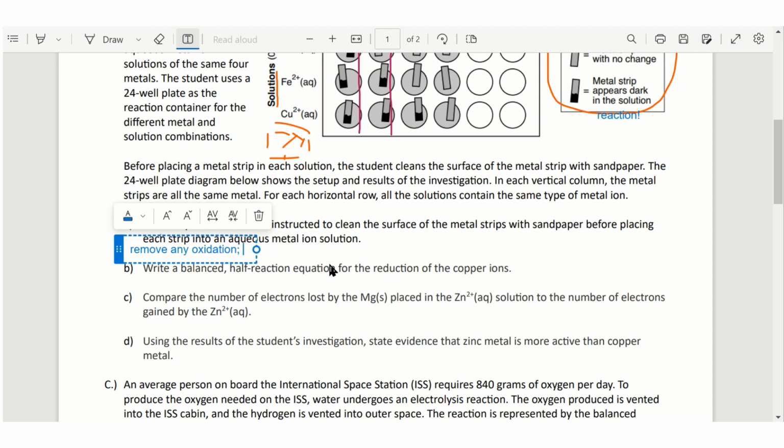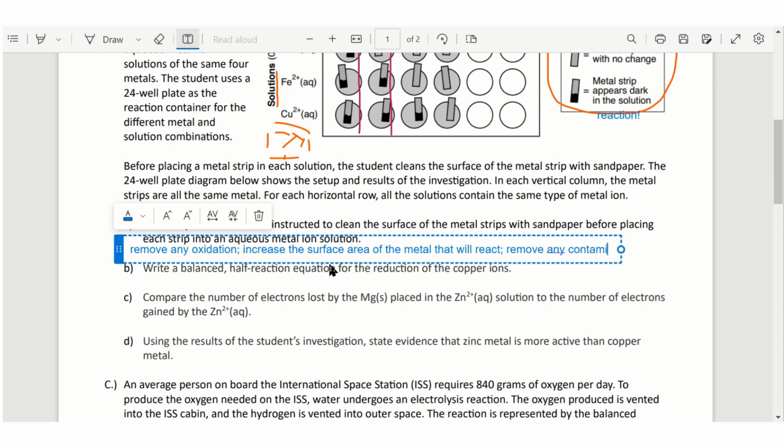What else could I say? Increase the surface area of the metal that will react. Okay. I could say remove any contamination or rust. All right. Those are some options. Okay. I want it to react better.